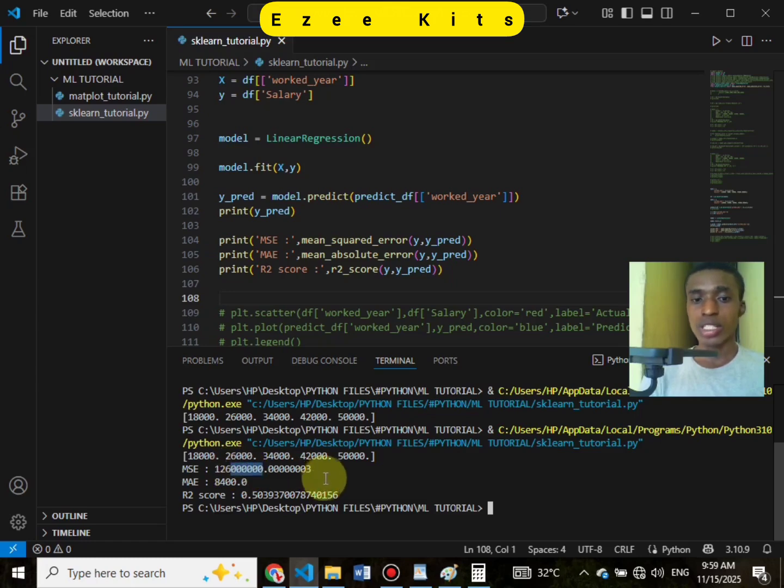We're getting almost 126 million point something for the mean squared error, and the mean absolute error is 8,004, and the R2 score is 0.50, more like 50%. This is how well our model was able to explain the variations within our data. You can see how simple it was. This is the y predicted, what was actually being predicted. So we check the mean squared error, mean absolute error, and the R2 score.